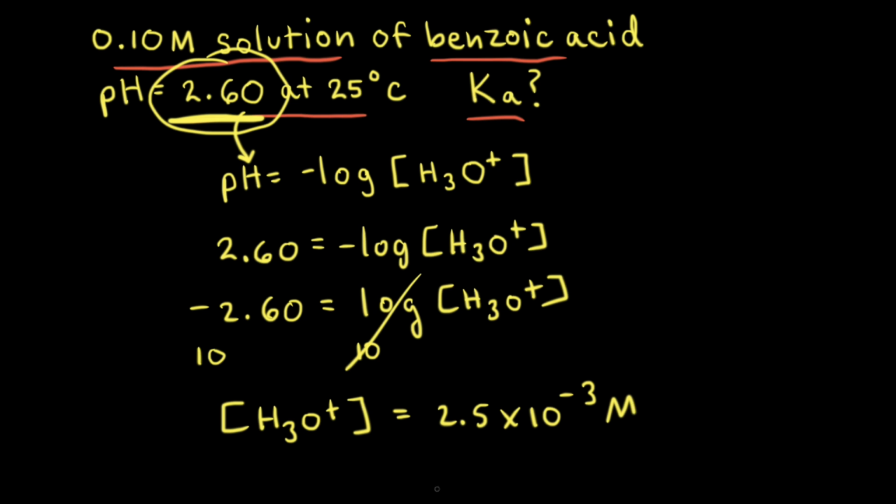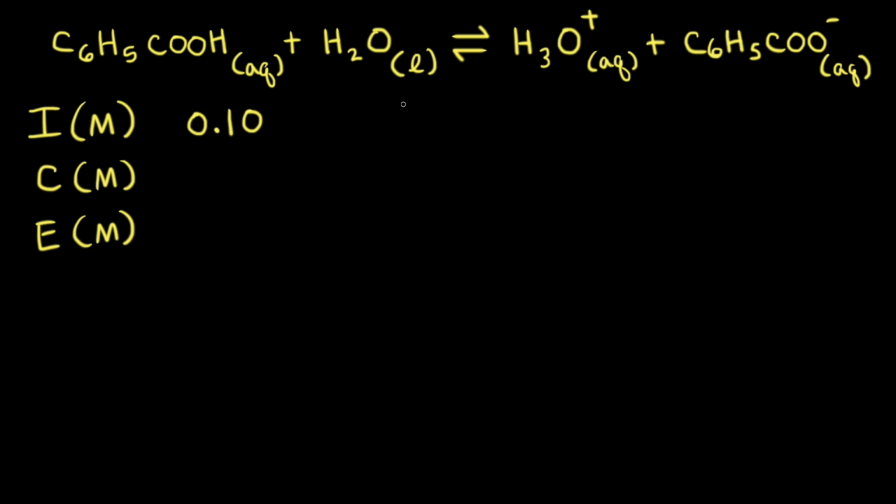It's also important to recognize this is the equilibrium concentration of hydronium ions. The next step is to write out the equation showing benzoic acid reacting with water. So here's the chemical formula for benzoic acid reacting with water to form the hydronium ion and the conjugate base to benzoic acid, which is the benzoate anion. To help us find the Ka value for benzoic acid, we're going to use an ICE table, where I stands for the initial concentration, C is the change in concentration, and E is the equilibrium concentration.